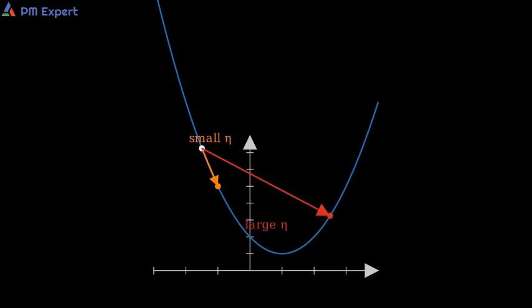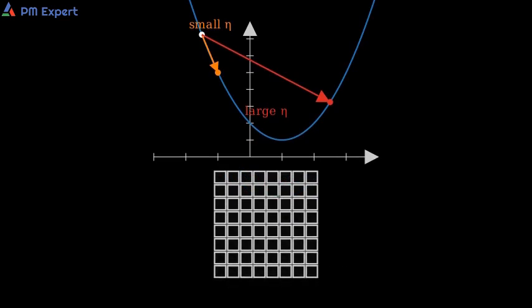Batch size is how many examples we use to compute one gradient update. Small batches introduce more noise, but can generalize well. Big batches are steadier, but may require careful tuning of the learning rate. Let's imagine a dataset as a grid of examples and highlight one mini batch.